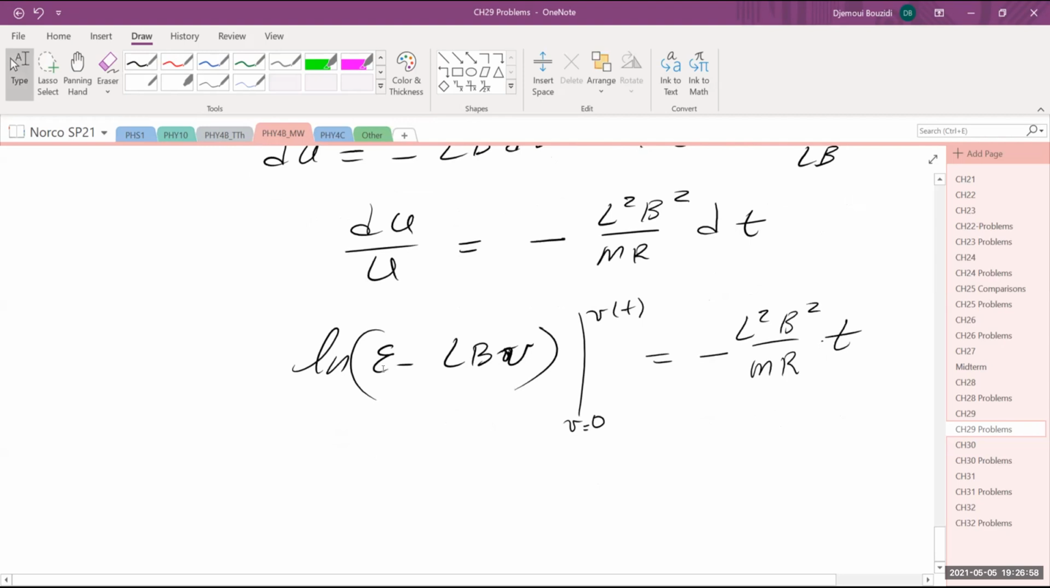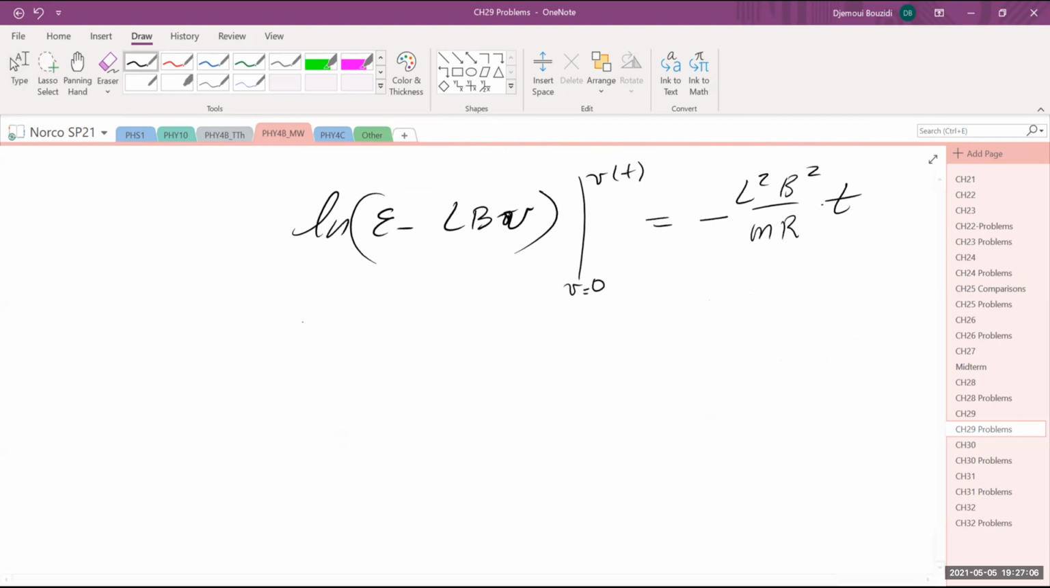So this is going to be ln of this number minus ln when v is equal to 0, so it's going to be ln of epsilon. And again, that is just going to be the ln of the ratio, just like last time.